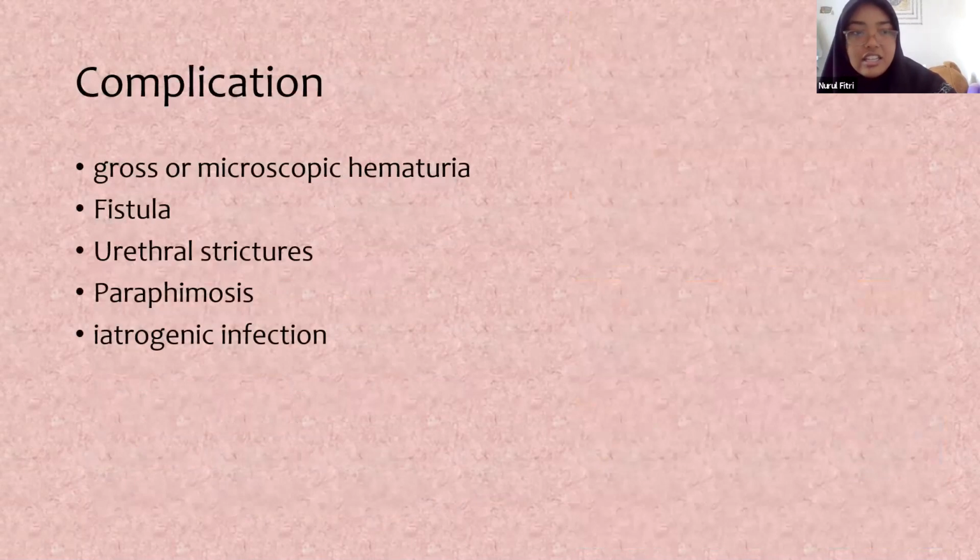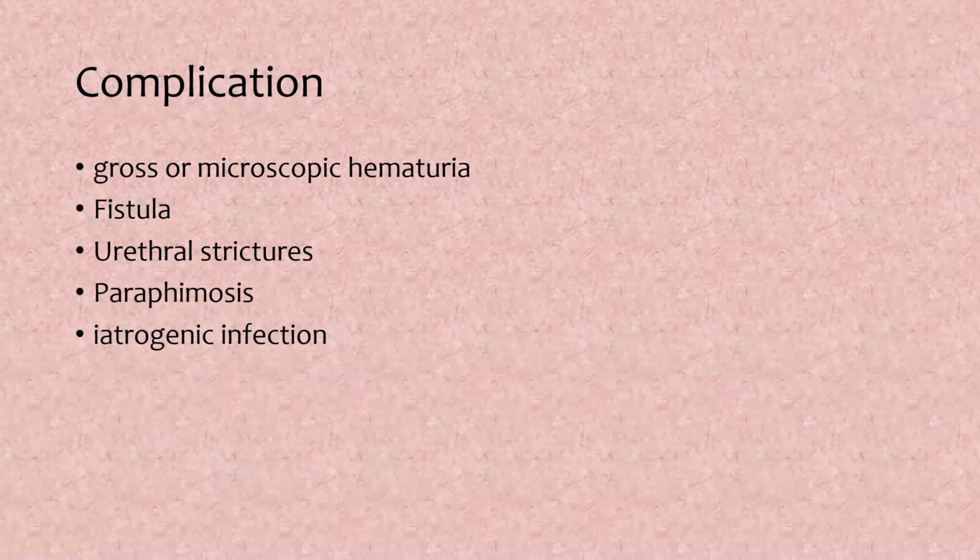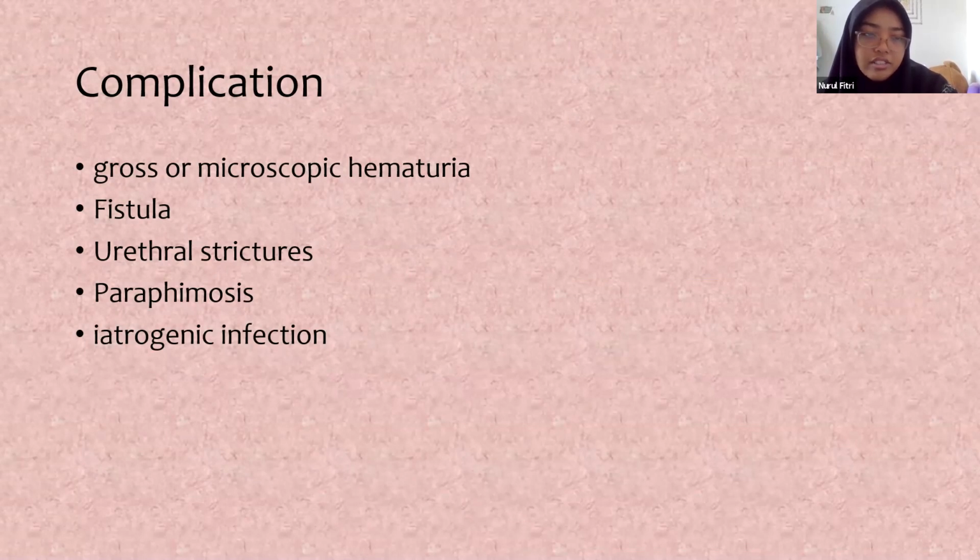Okay, next slide. So these are the complications from urethral catheterization, such as trauma leading to gross or microscopic hematuria, and then fistula due to the perforated urethra. And then in the long-term, it can cause urethral stricture. And then paraphimosis can also occur due to the failure to replace the foreskin after catheterization.